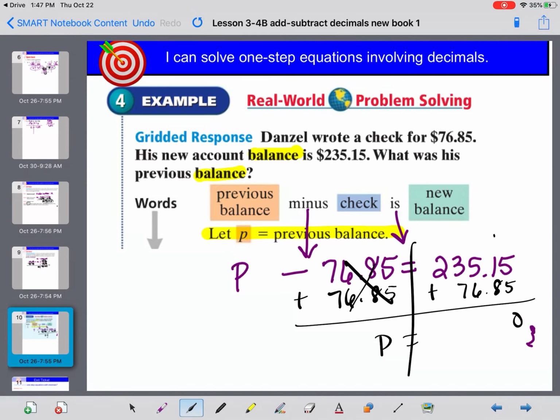P equals $312 even. $312. That was the amount of money in that account prior to writing a $76.85 check.